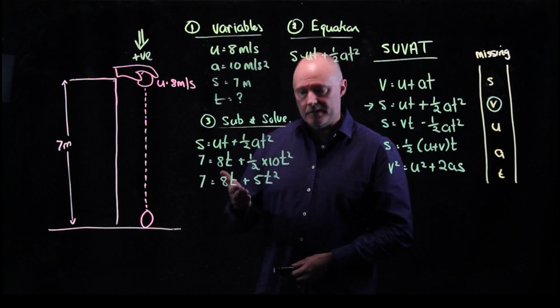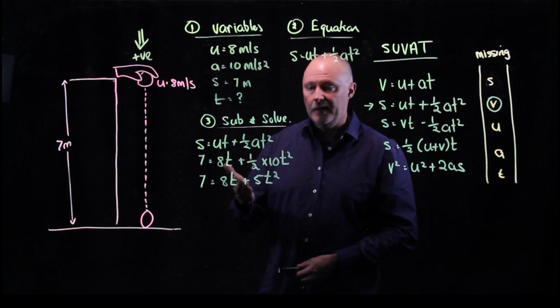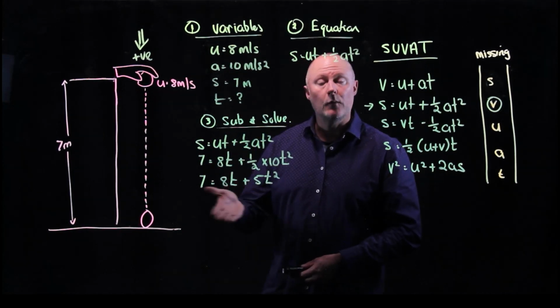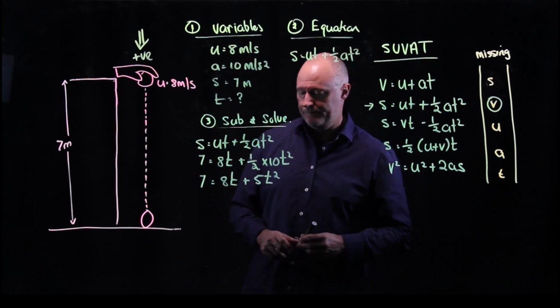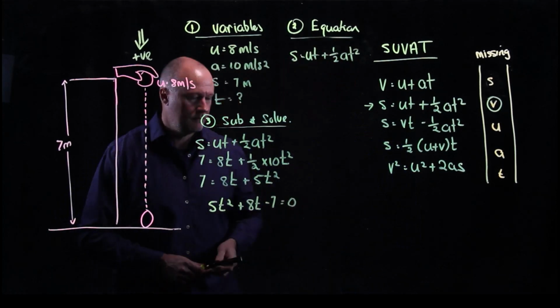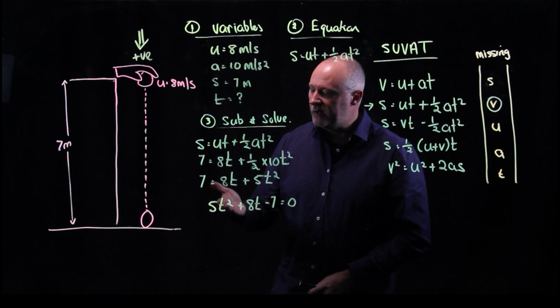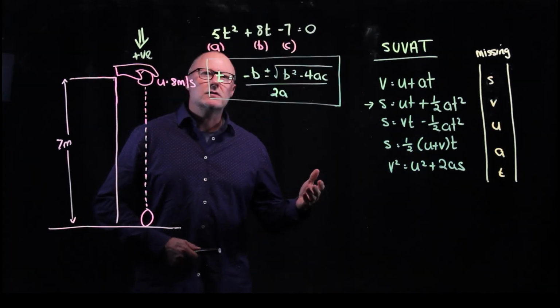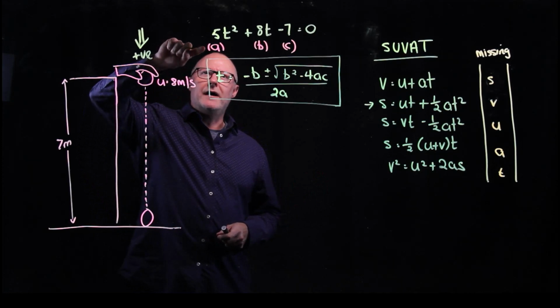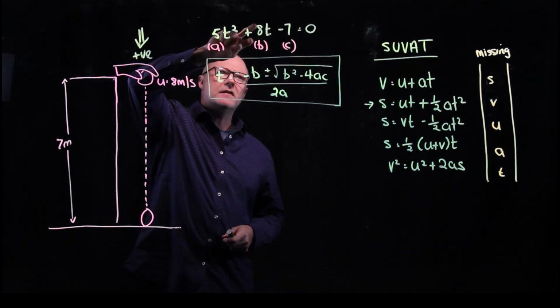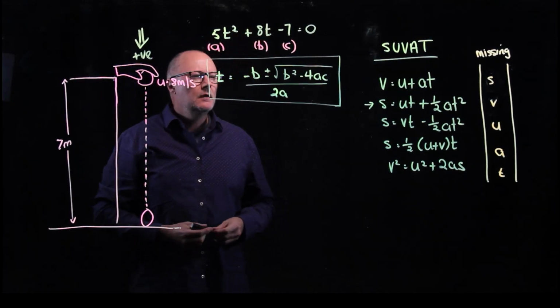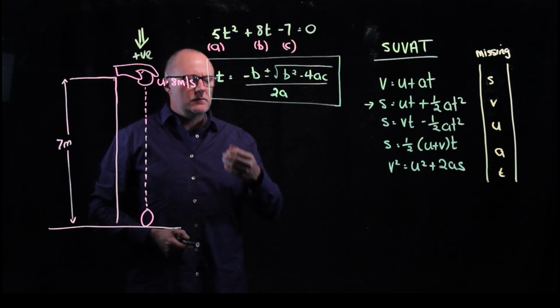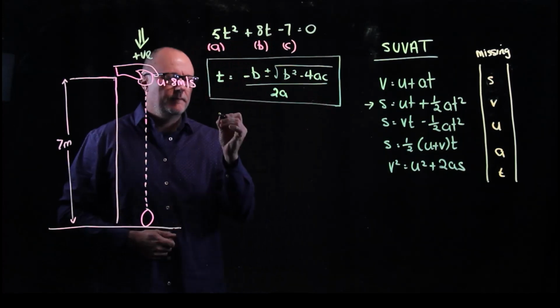This equation has both a t and a t squared component. It is in fact a quadratic. Let's rearrange this into its normal quadratic format. In order to solve this problem, we'll need to treat this as a quadratic. Using the quadratic equation, with the coefficients for a being 5, b being 8, and c being minus 7, we can substitute our values in to find the value for t.